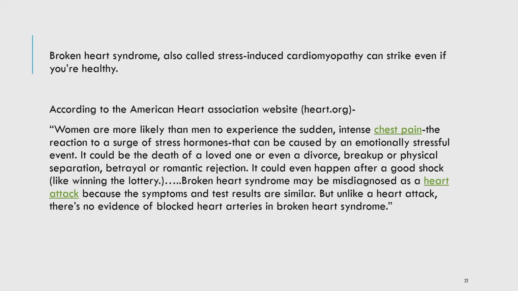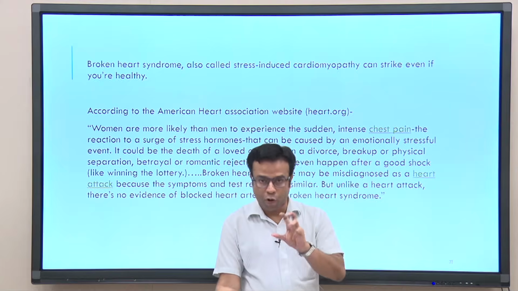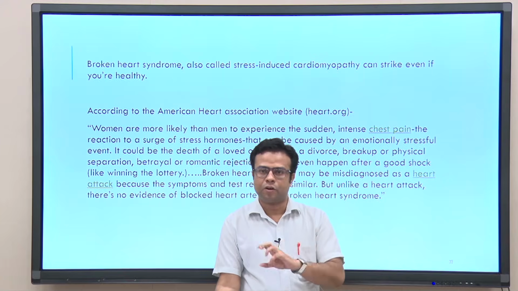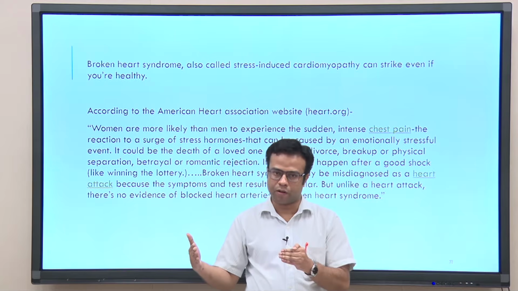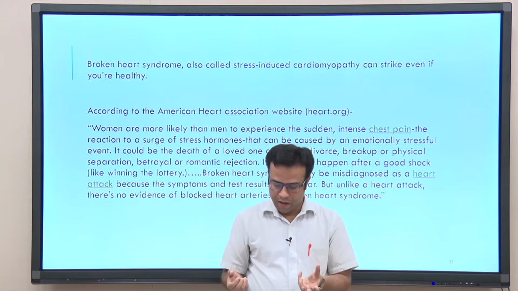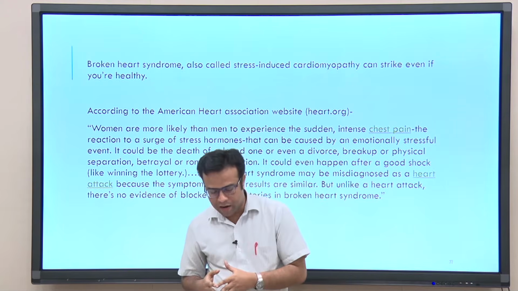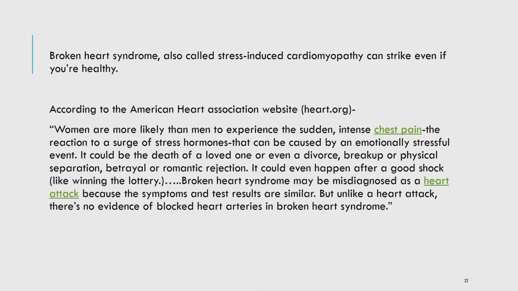So, broken heart syndrome may be misdiagnosed as a heart attack. It is not exactly a heart attack, because the symptoms are very similar, but a heart attack happens primarily because of blockage of the artery by cholesterol and other plaques. Broken heart syndrome may not be connected with blockage, and it may happen suddenly. So, it can happen to a healthy person in response to a highly traumatic event.